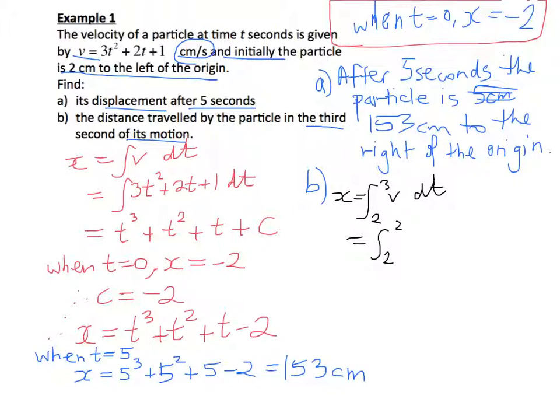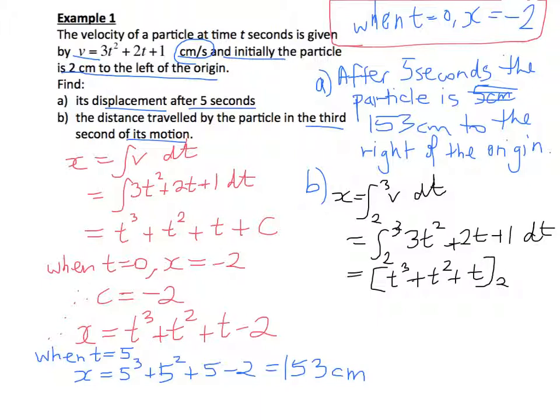Accidentally pressed a button there. I shouldn't have. So velocity is 3t squared plus 2t plus 1. We are integrating that with respect to t, which we already kind of did over here in red. Except this time, because it's a definite integral, the constant of integration does not matter.